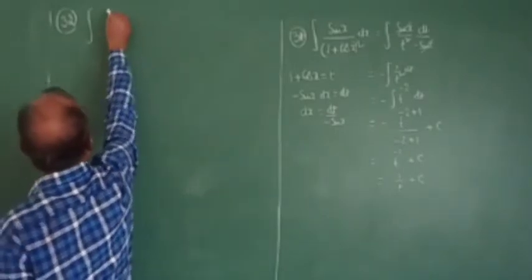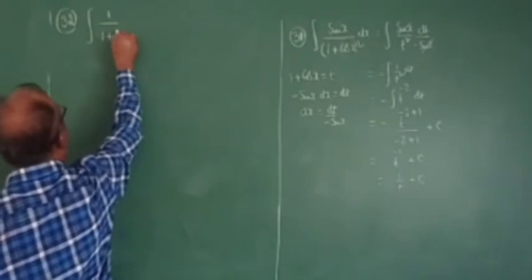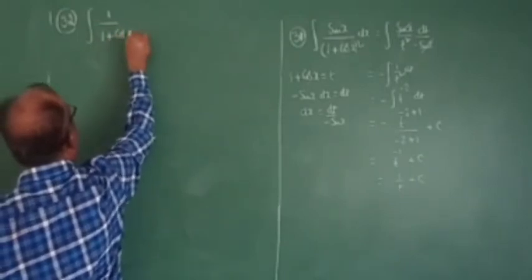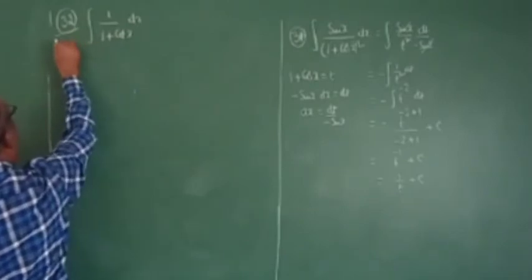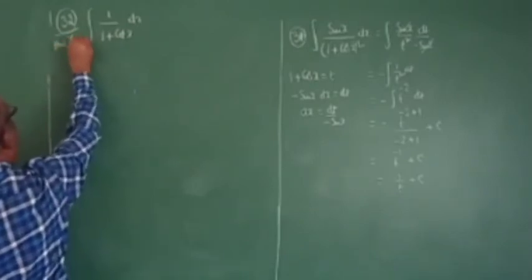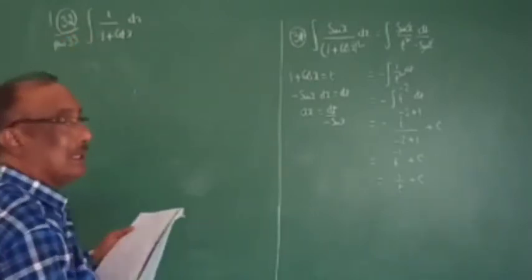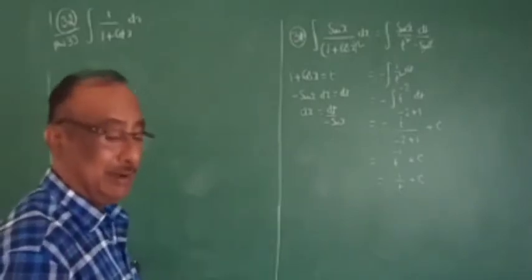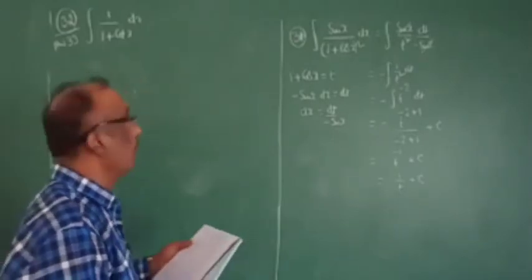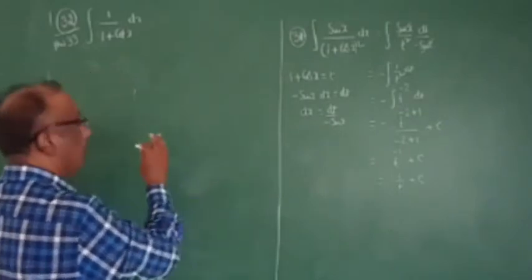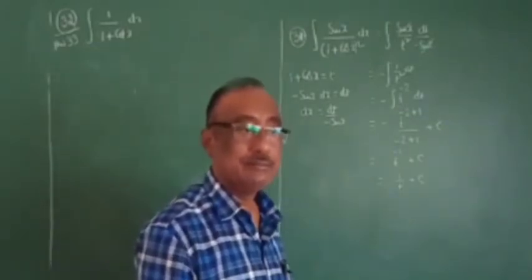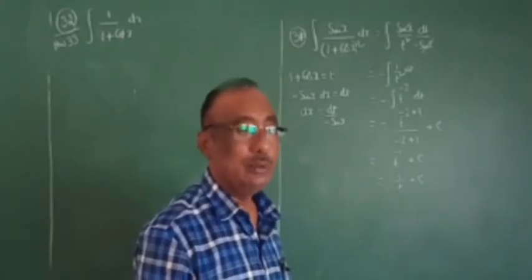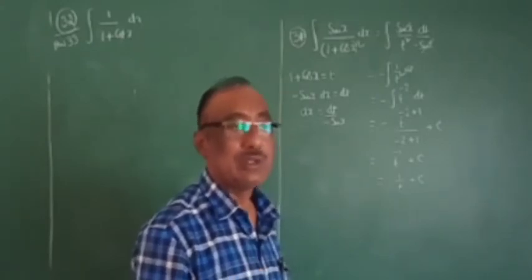32. Integral of 1 by 1 plus cot x into dx. 33 is the homework, same problem. Everyone see, 32 problem. First, 1 plus cot x derivative is not there. So what can you do?